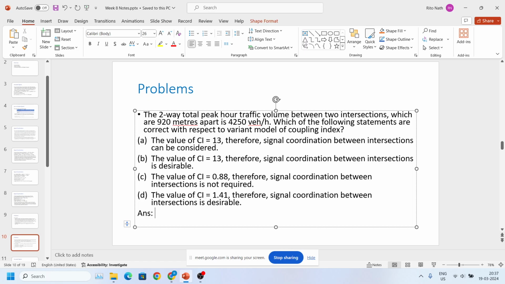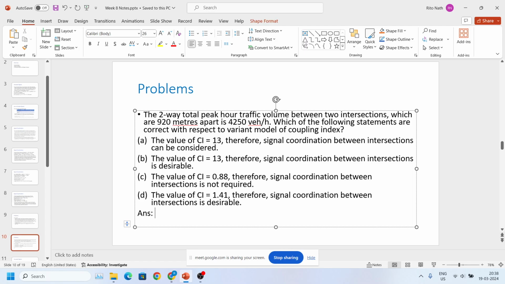The formula depends on what kind of models you have. In general, for two signalized intersections, it's V by D, where V is the two-way traffic volume in the peak hour, and D is the distance between the signals. But there's something about the variant model, which is asked in the question. For that, it's V by D square.